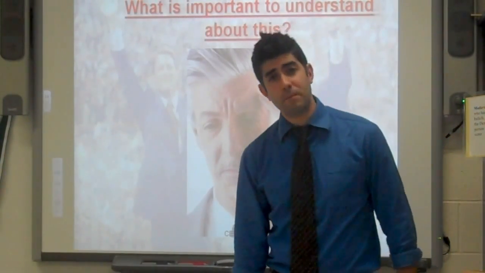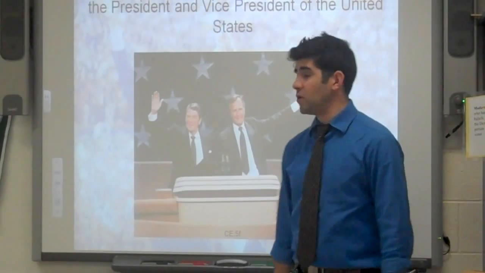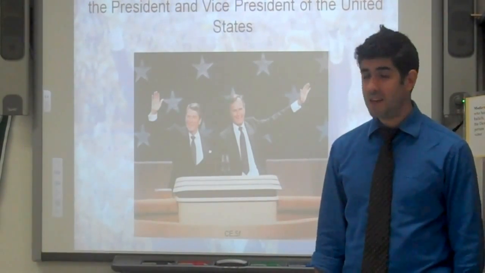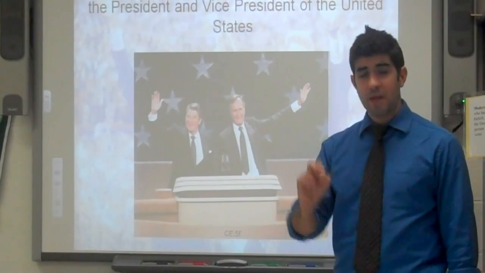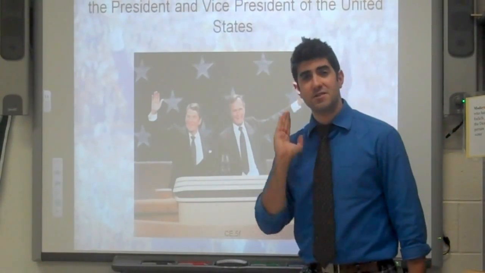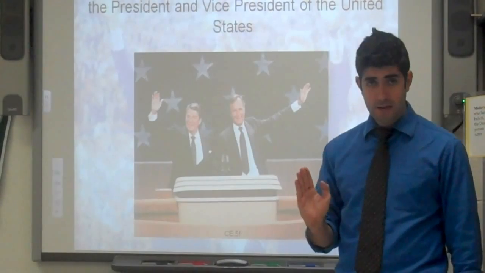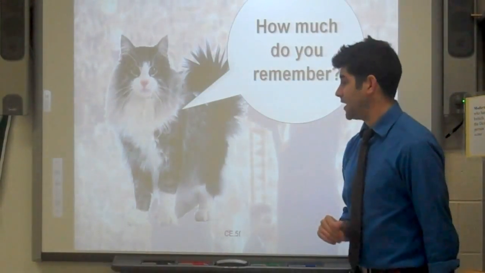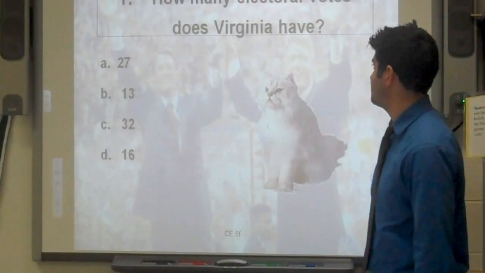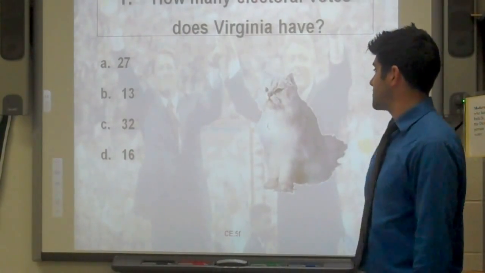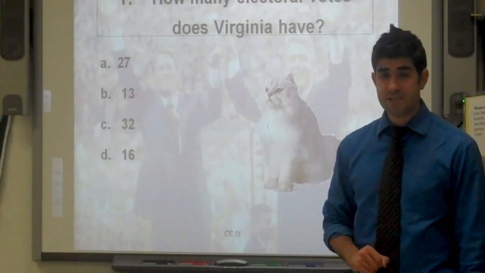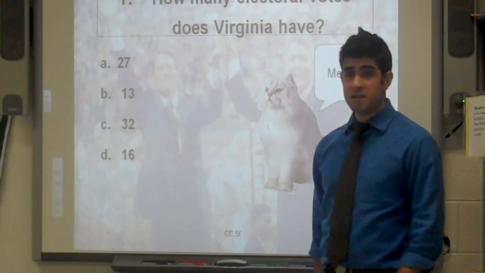So what's important to remember about today? The Electoral College votes for President and Vice President of the United States. It is not the popular vote. The popular vote determines which party wins the electors in your state. Okay? And so a quick review led by the kitty cats. How much do you remember? How many electoral votes does Virginia have? 2 senators plus 11 representatives equals 13.